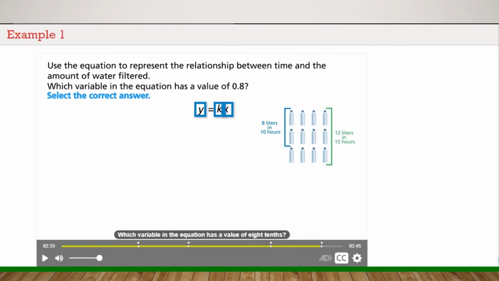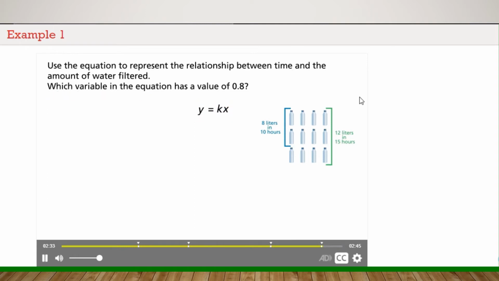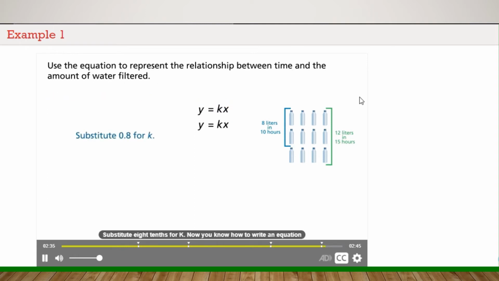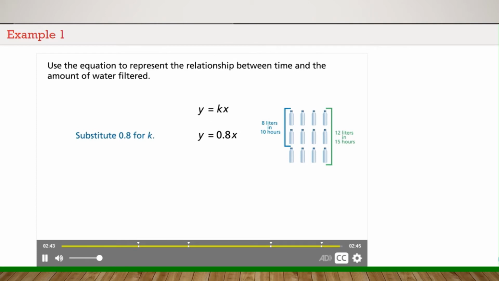So you have to look at this equation, Y equals KX, and figure out which variable represents our constant of proportionality. In this case, it is K. Substitute 8/10 for K. Now you know how to write an equation that represents a proportional relationship.